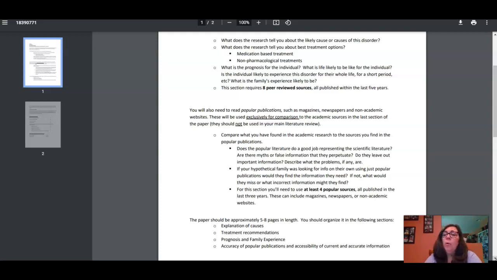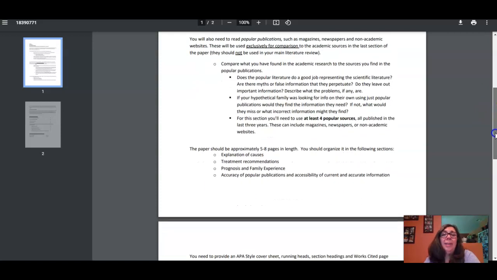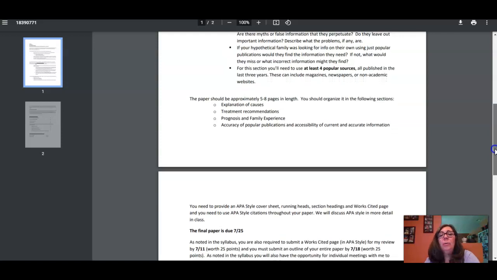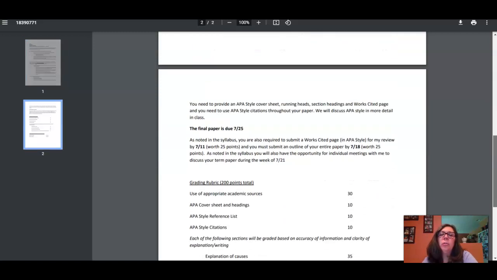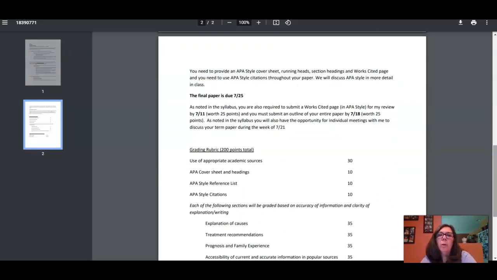Overall, I expect that most of you will write a paper that's 5 to 8 pages in length. I will not count pages. I will not penalize you if your paper is shorter. I will not give you extra points or stop reading if your paper is longer. This is an approximation from me about what I think it would take to do this paper well. And so, you're going to have 4 sections as we've just outlined. You're going to apply APA style, including section headings for your sections. And the final paper is due on July 25th, which is 5 days before our course ends.